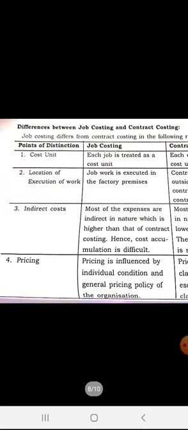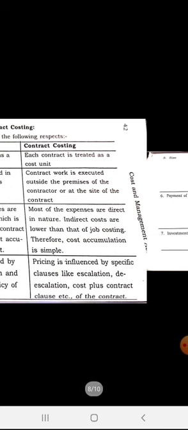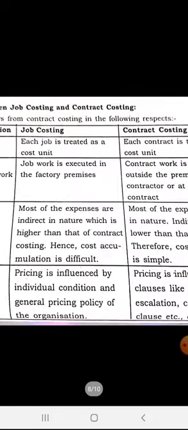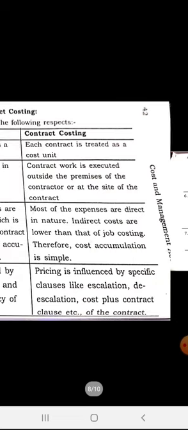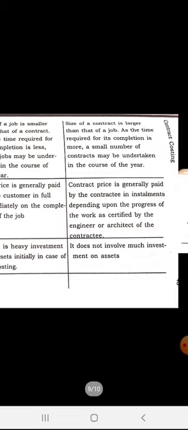Under pricing, job costing is influenced by individual conditions and the general pricing policy of the organization. Under job costing, the price is decided on the basis of the individual conditions and the pricing policy of a particular company. Under contract costing, pricing is influenced by specific clauses like escalation clause, de-escalation clause, cost plus contract, like that. Next, the size of the job is smaller than that of a contract. Job costing is of smaller size, but contract costing is of larger size than job costing.